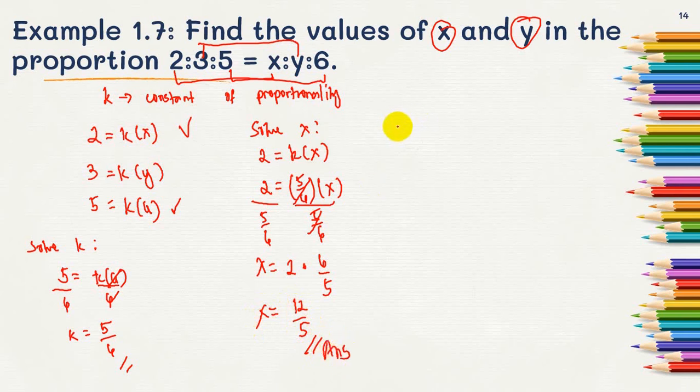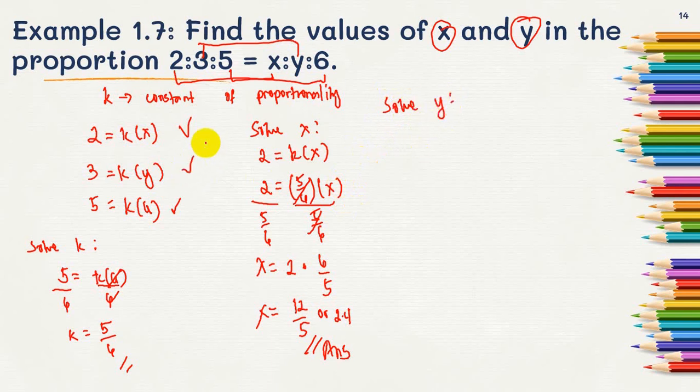Now let's proceed to the value of y. So you can still convert this into decimal. 12 divided by 5 is equal to 2.4. So you can also write 2.4. They are just the same. Next, let us solve for y.